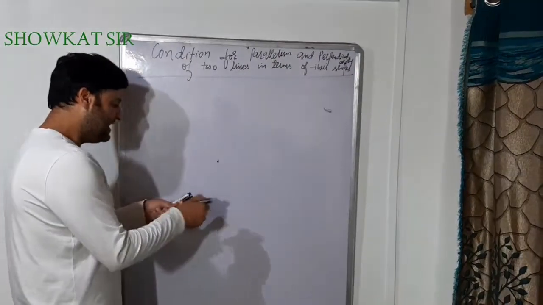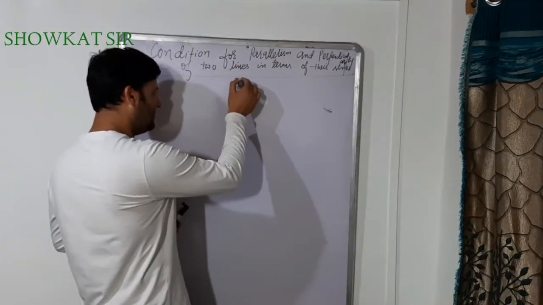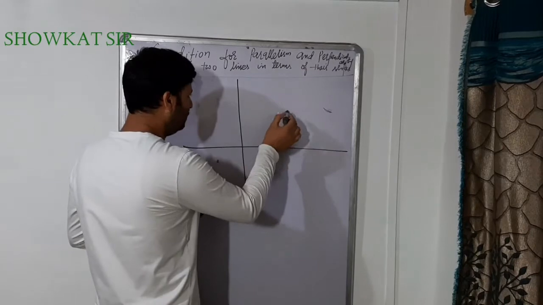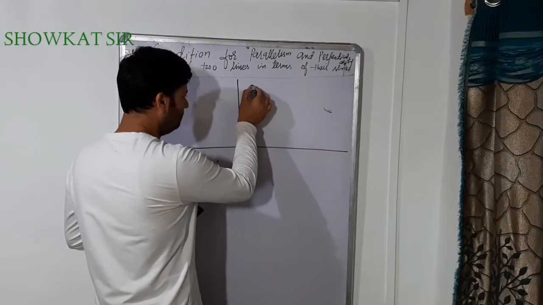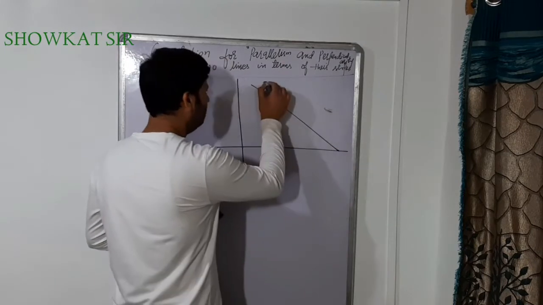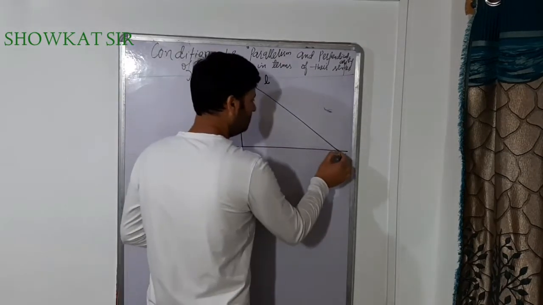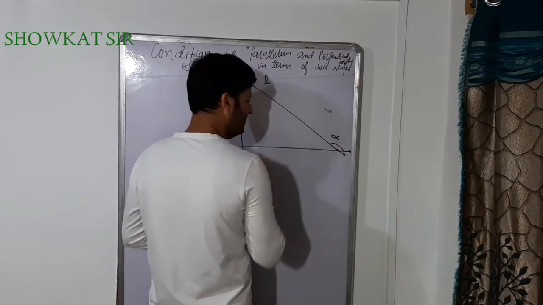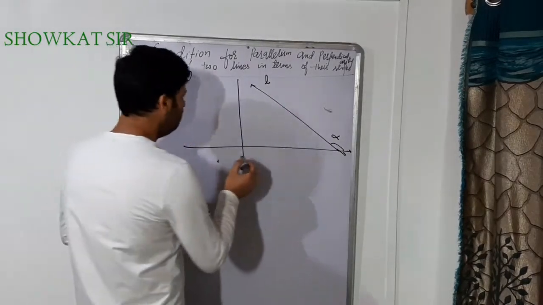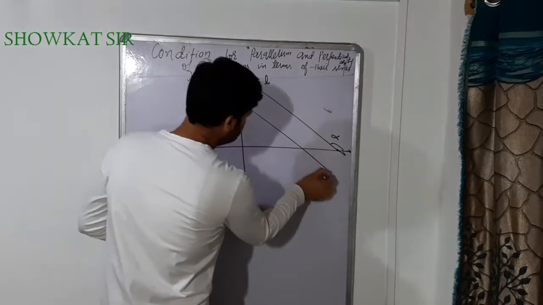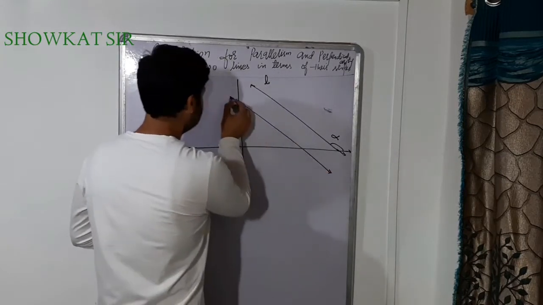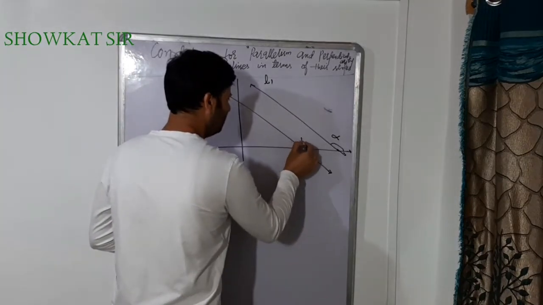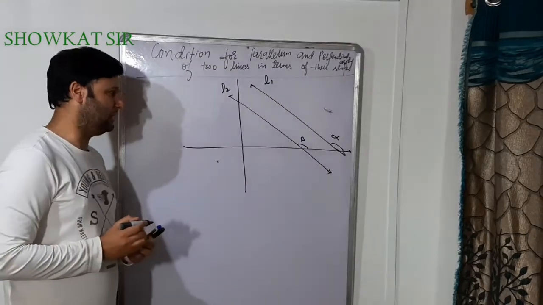इसके लिए हम क्या करेंगे? I will consider a coordinate plane. This is coordinate plane. Here I will take two lines. This is one line, L1, making inclination alpha with x-axis. This is another line, this is L1, this is L2, making inclination beta with x-axis. These are two lines in a coordinate plane.